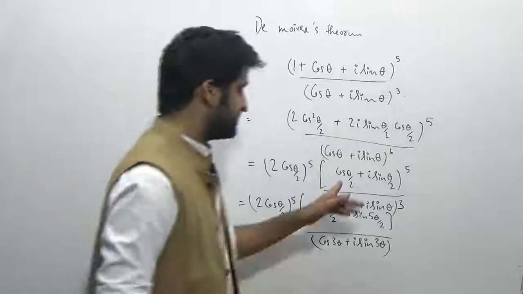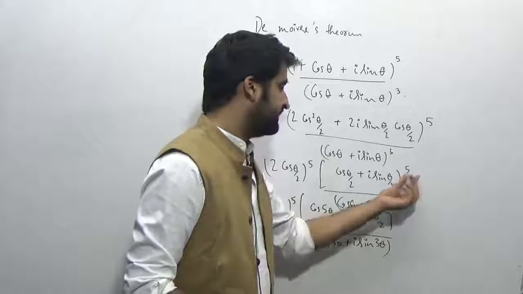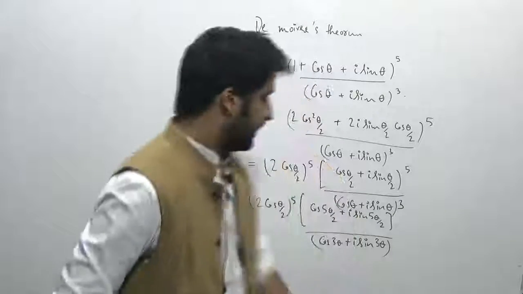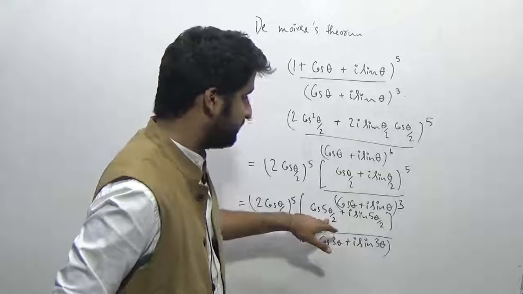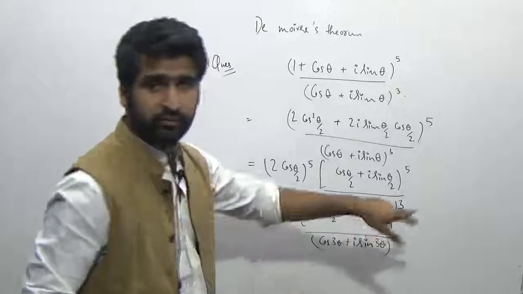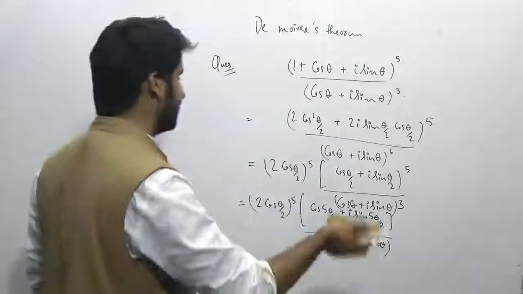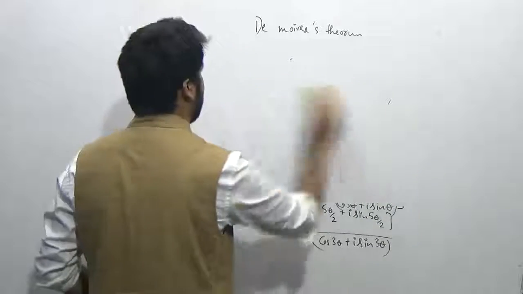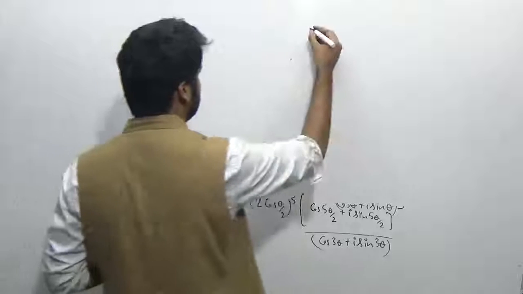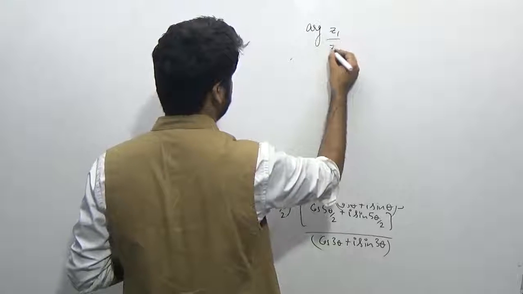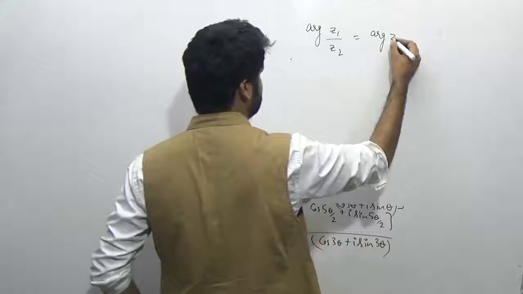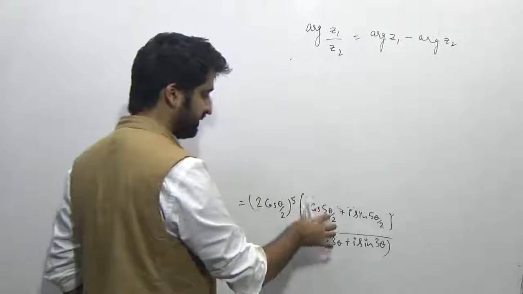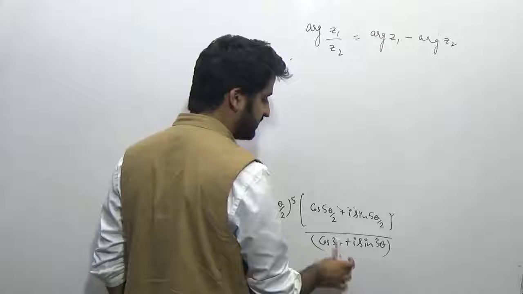So instead of multiplying this complex number 5 times, I easily draw this conclusion using de Moivre's theorem. I just simply multiply this argument by 5, and this argument by a factor of 3, instead of multiplying it 5 times or 3 times. So for the resulting argument of this complex number, as we discussed right now, the property is argument of z1 upon z2 is equal to argument of z1 minus argument of z2, and the argument of the numerator is equal to 5 theta by 2 and the argument of the denominator is equal to 3 theta.